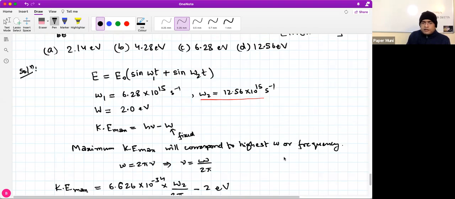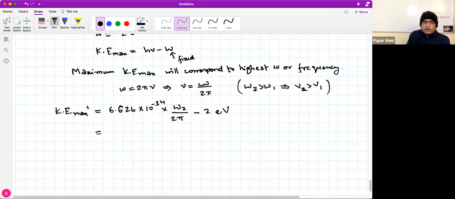In this case, omega 2 is greater than omega 1, which implies that nu 2 is greater than nu 1. So the maximum kinetic energy will correspond to nu equal to nu 2. Just put the values: 6.626, the h value, into 10 to the power minus 34, times 12.56 into 10 to the power 15, divided by 2 into 3.14.